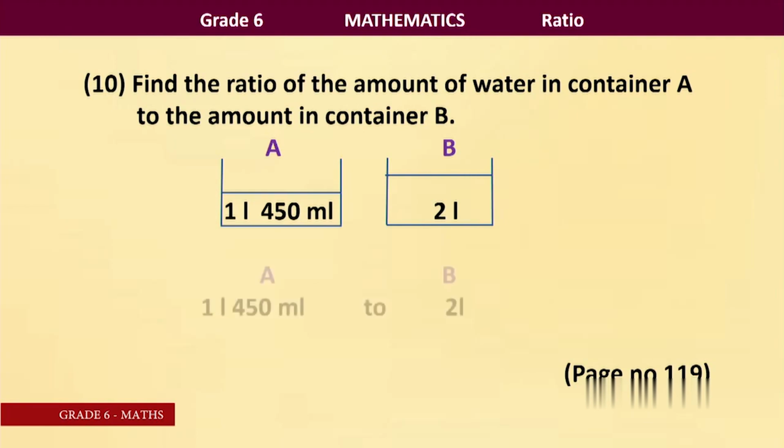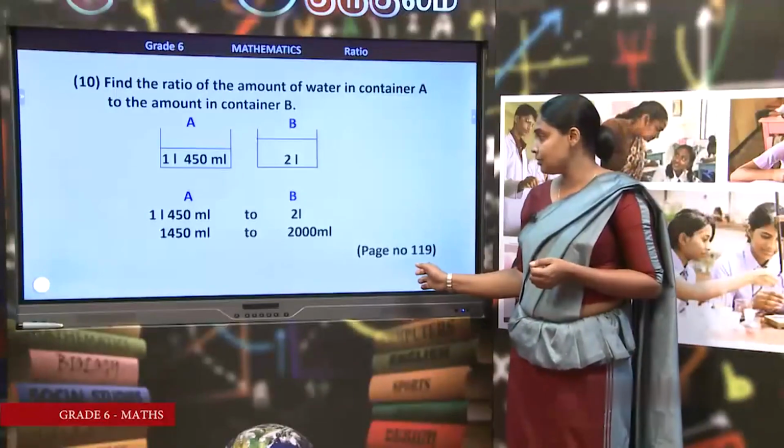Then let's convert them. First of all, write A, next B, because they gave it. Then ratio A to B. Then these are the given amounts. Then convert, it is 1450 milliliters, and 2 liters is written as 2000 milliliters. Now both are in the same units. Now you can write down the ratio.